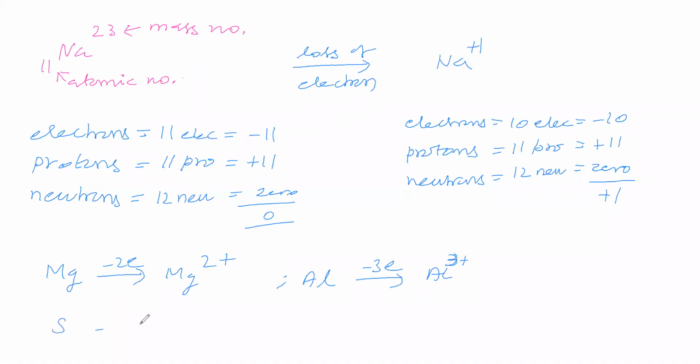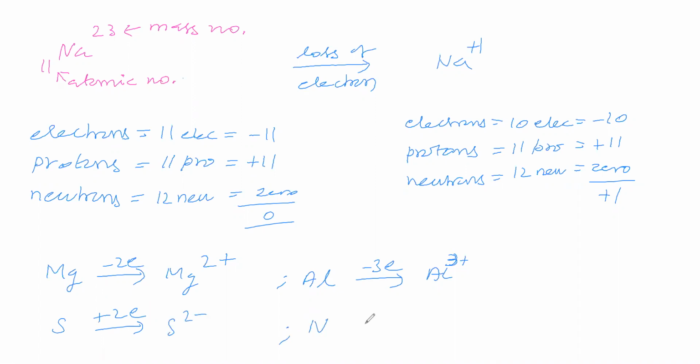Sulfur can gain 2 electrons. So what charge can sulfur get? Gaining an electron means gaining negative charge. Therefore it will get a 2 minus charge.